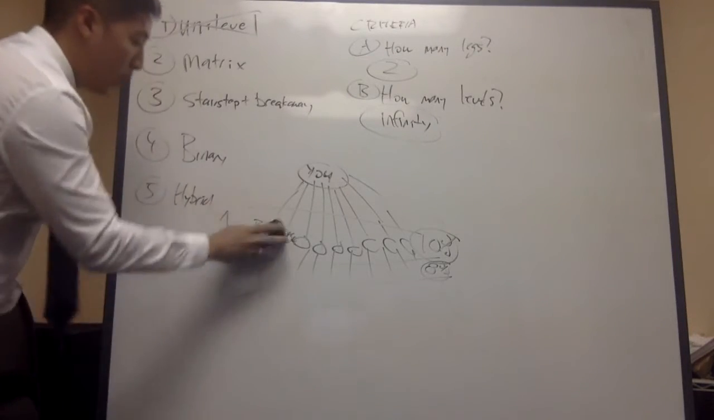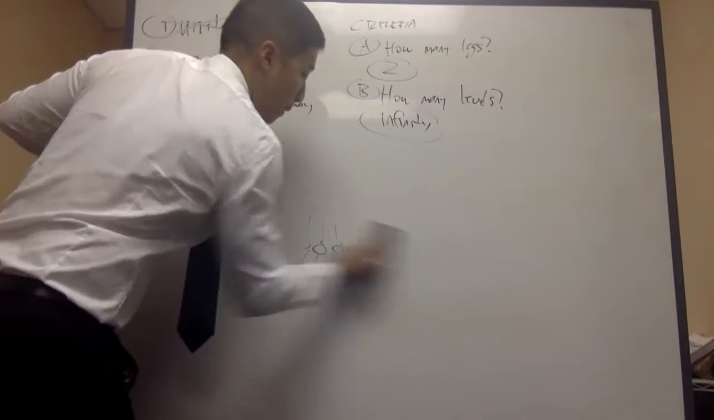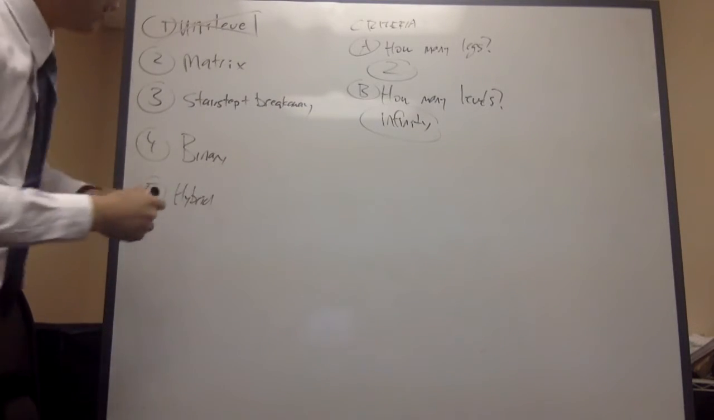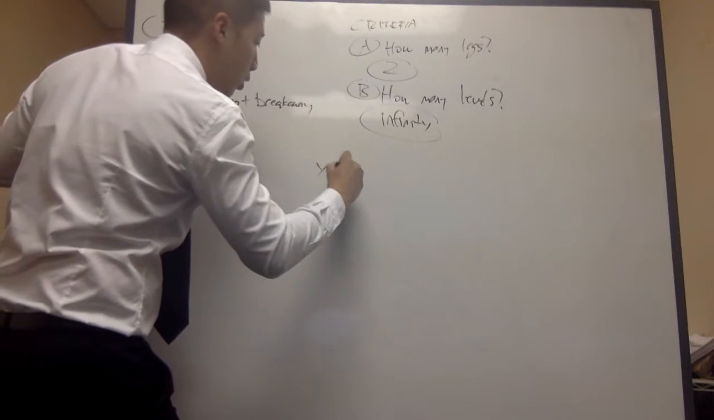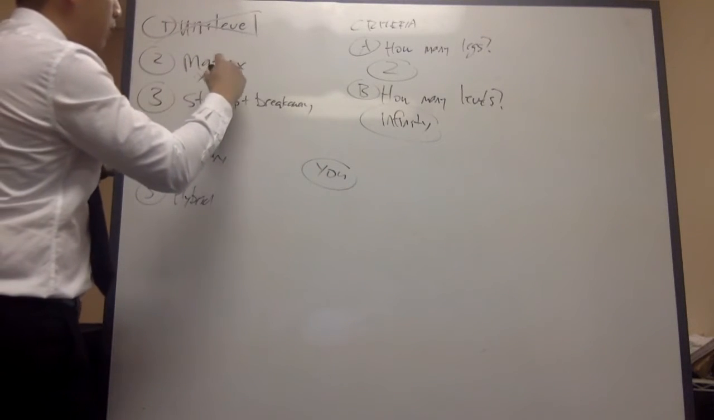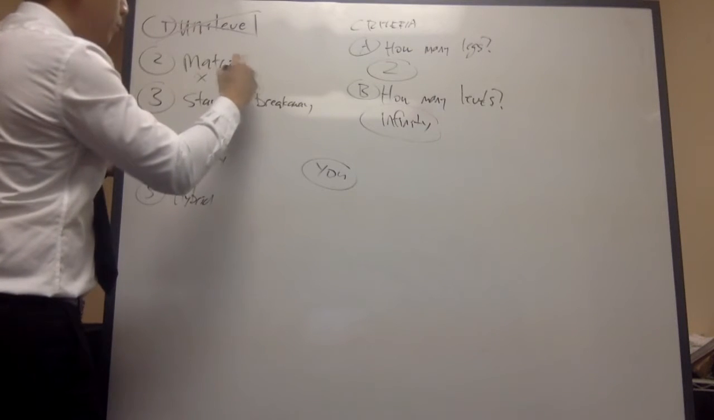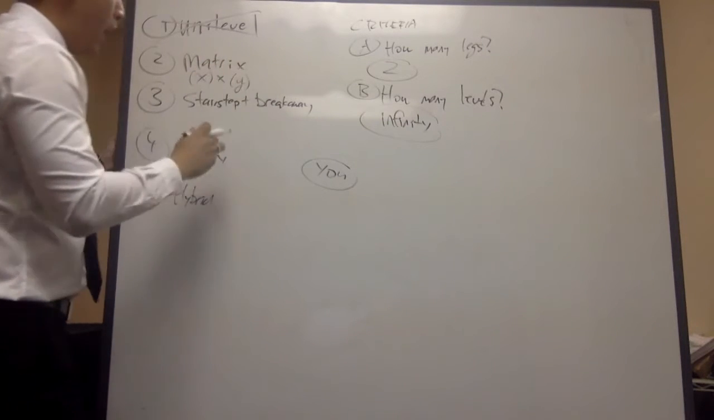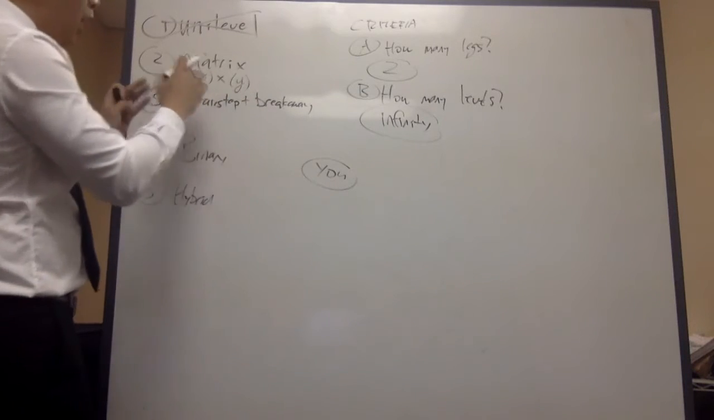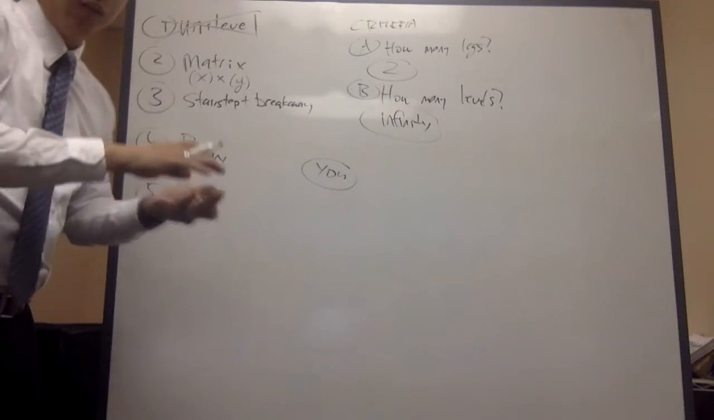Okay, now let's take a look at how the matrix works, right? The matrix now is a very funny modification of the unilevel plan. The matrix, what happens here is there's going to be you, and of course, it's always like an X by Y. X by Y, where X is how wide you get paid, and Y is how deep you get paid.